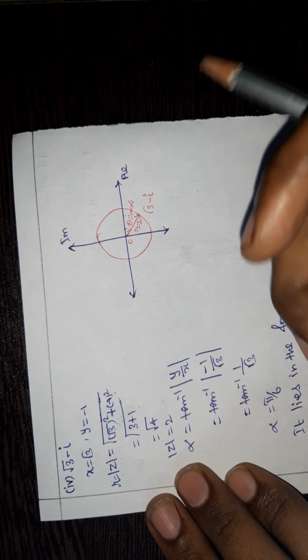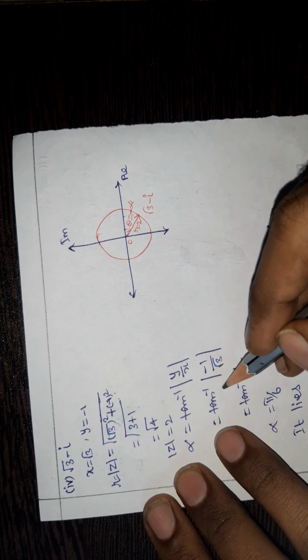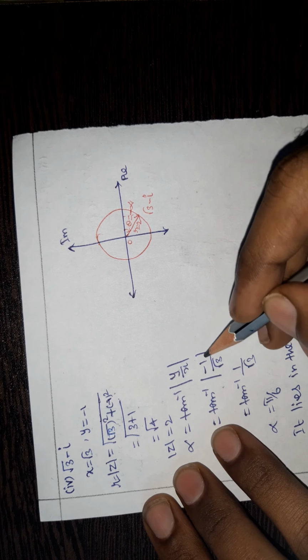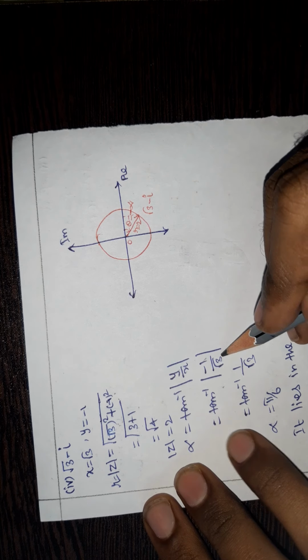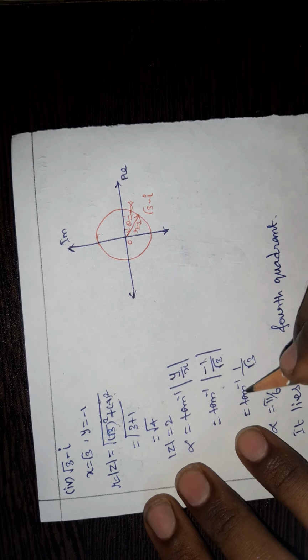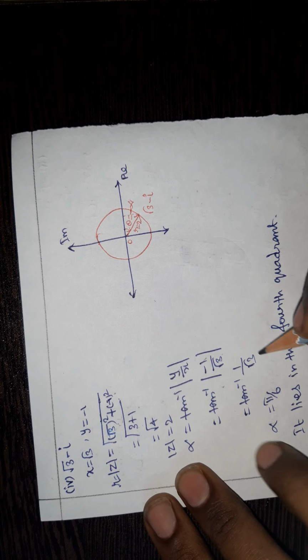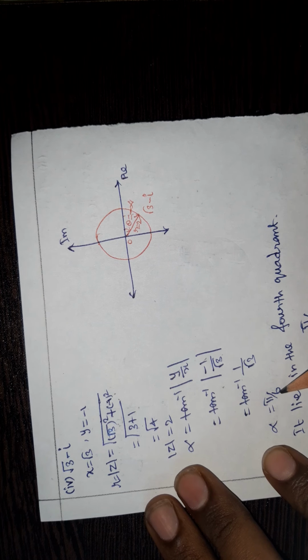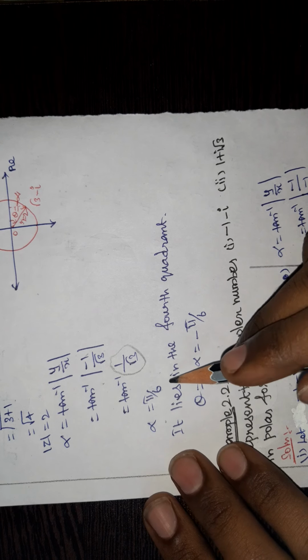Alpha equal to tan inverse modulus of y by x. So tan inverse, y is minus 1, x is root 3. Taking modulus here, tan inverse 1 by root 3. So tan pi by 6 is 1 by root 3. So alpha equal to pi by 6.